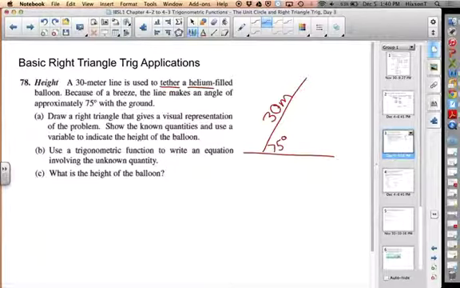But anyways, we got this balloon, all right? Got this balloon, and it's tethered. It's tied to the ground by this 30-meter long line. Okay. Now, right there, what we just did, and especially here it's saying use a variable to indicate the height of the balloon. If I'm measuring the height of the balloon, how am I going to measure that?